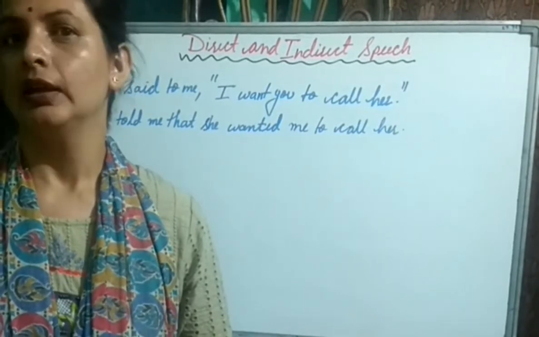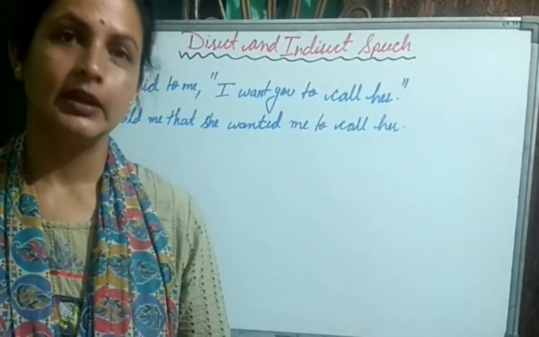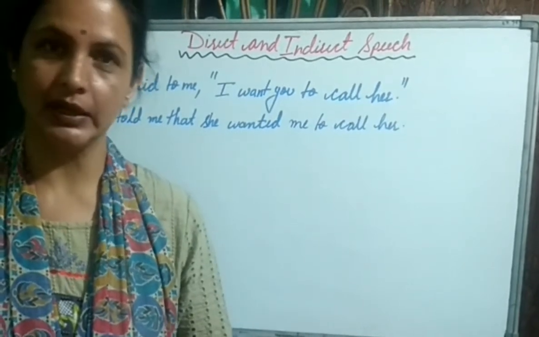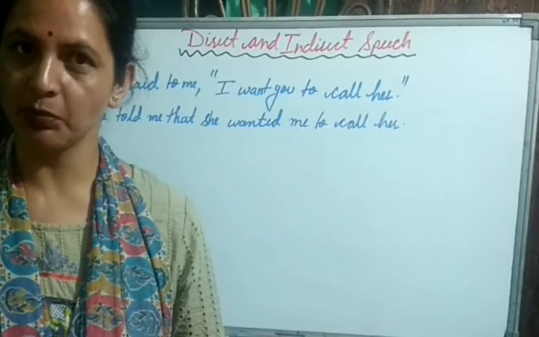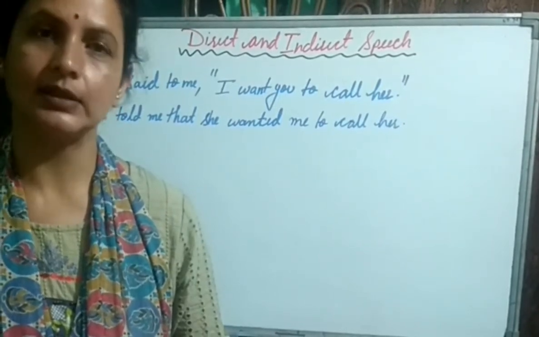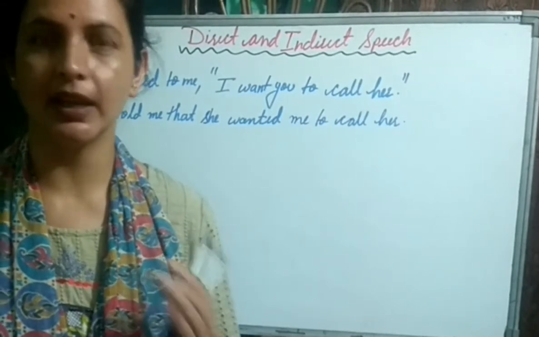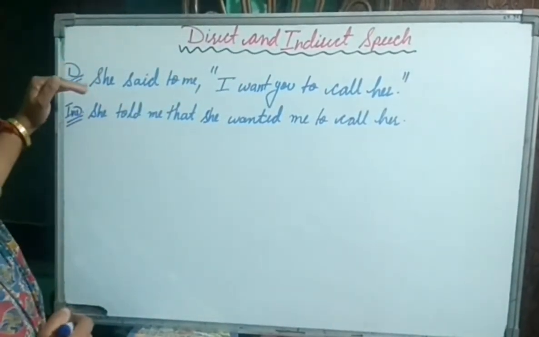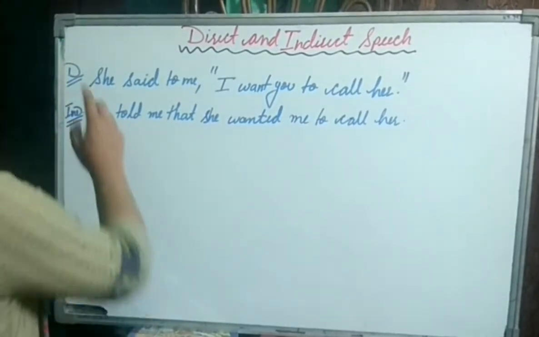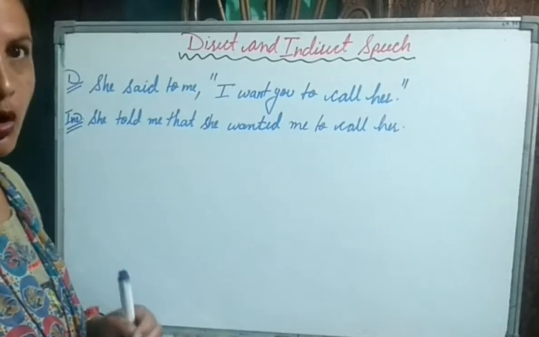Children, in this video lecture we are going to discuss the changes which take place while converting direct speech into indirect speech of pronoun and tenses. So this we will understand with the help of an example. Here the example of direct speech is: She said to me, I want you to call her.